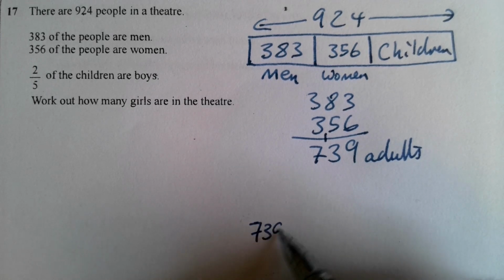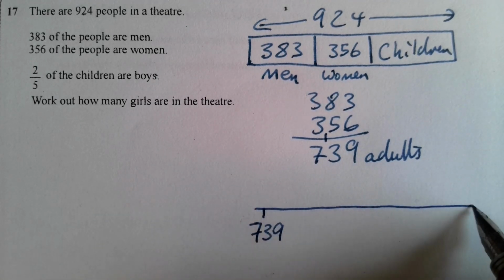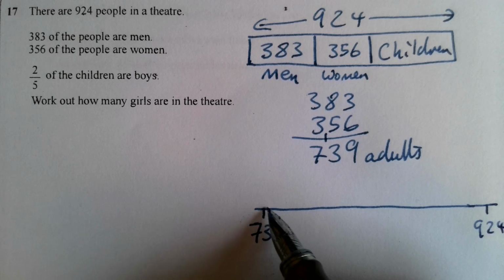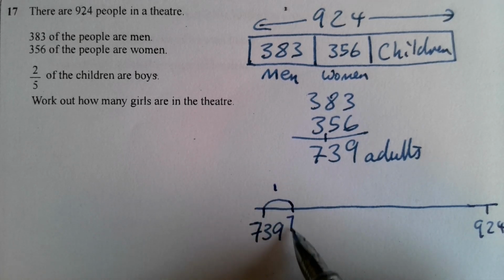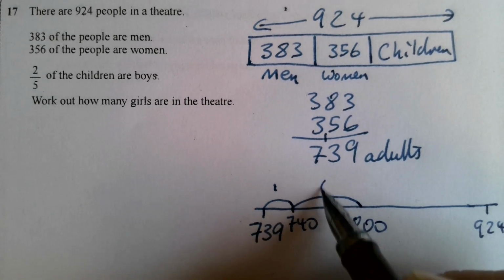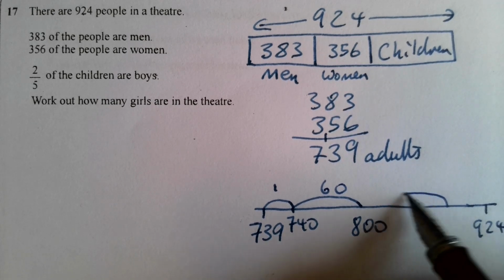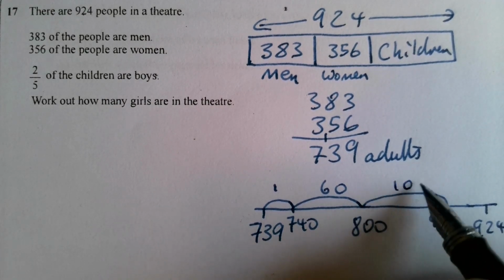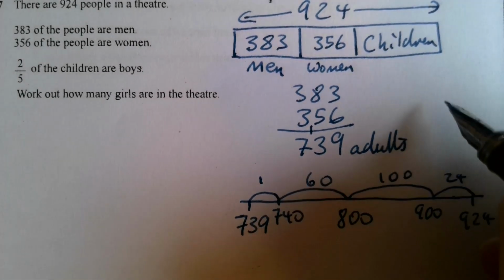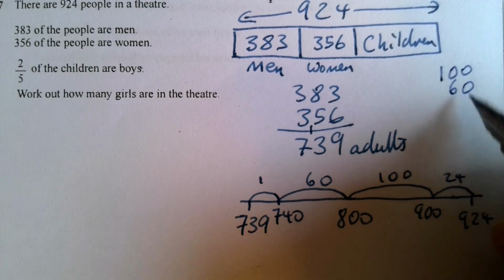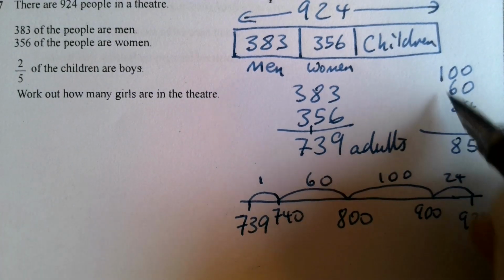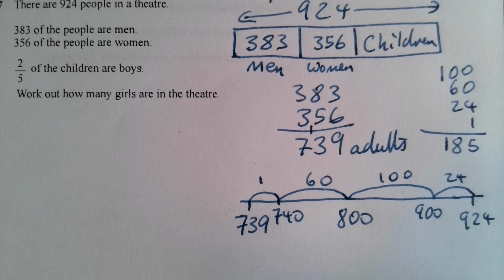I could use a number line to get to 924. So it'd be 1 just to get to 740. Then to get to 800 will be 60. To get to 900 will be 100, and to get to 924 will be another 24. So I'm going to add together those numbers: 100, 60, 24 and 1. 4 add 1 is 5, 6 add 2 is 8. We've got 185.